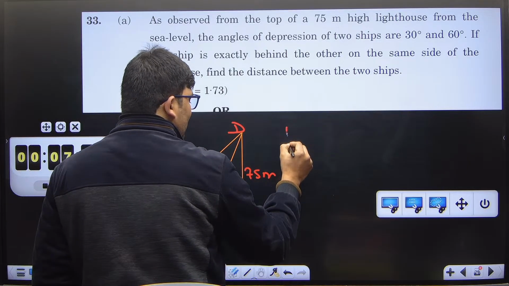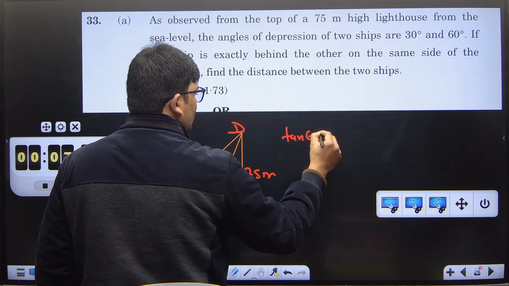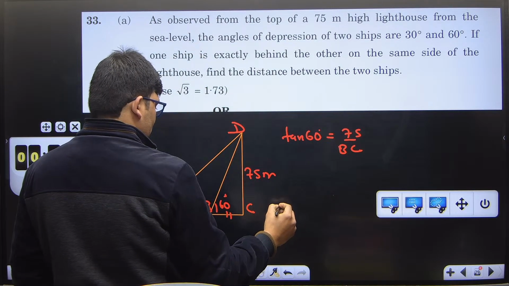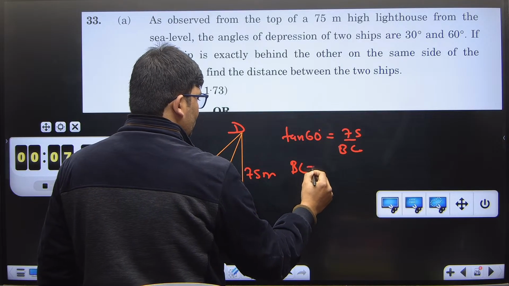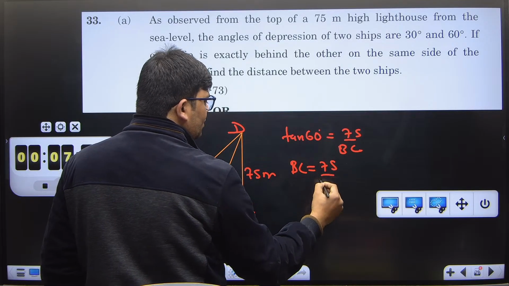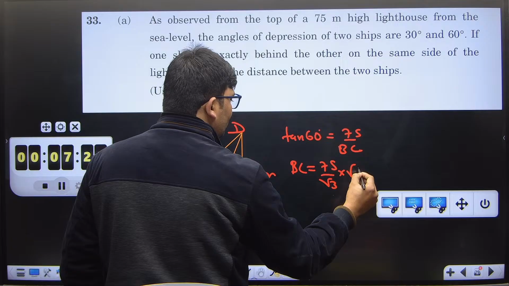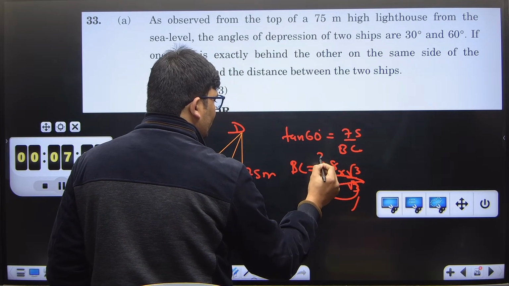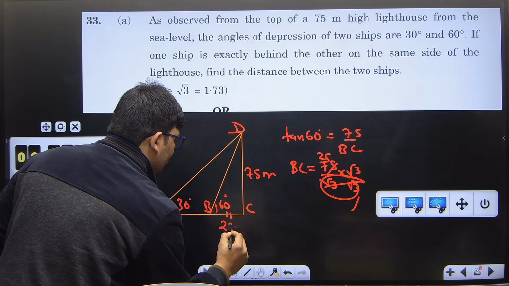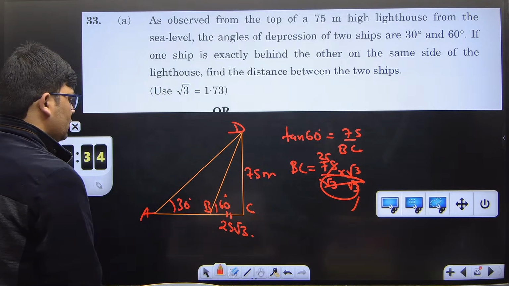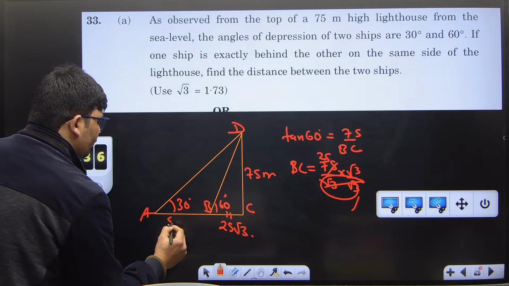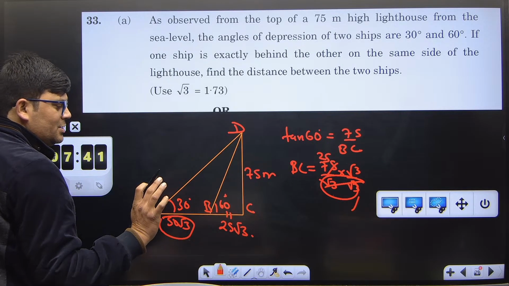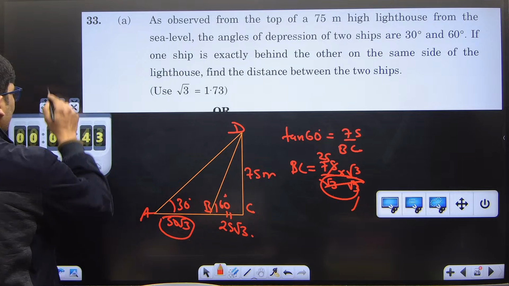So we can use tan 60 is equal to 75 upon BC. So BC is going to be 75 upon root 3. You will multiply this by root 3 by root 3. So this will become 3 times 1, 3 times 25. So this will become 25 root 3. So the distance between the two ships is going to be 50 root 3. This is the answer that you should come into your mind, but we are not going to find like this. We are going to find in a proper way.